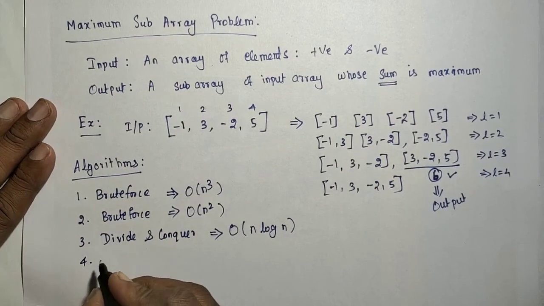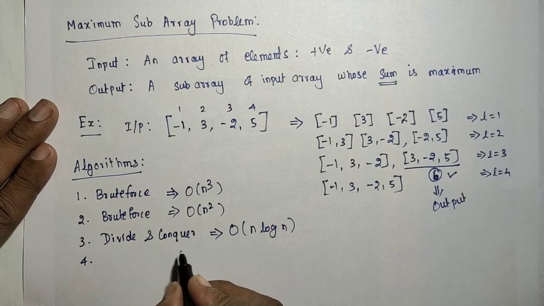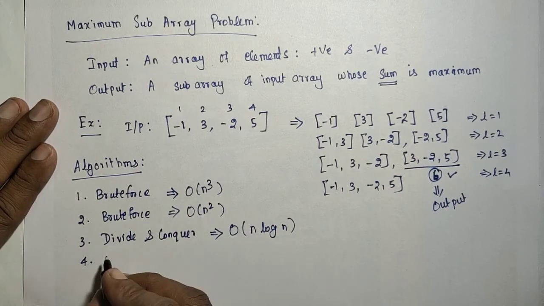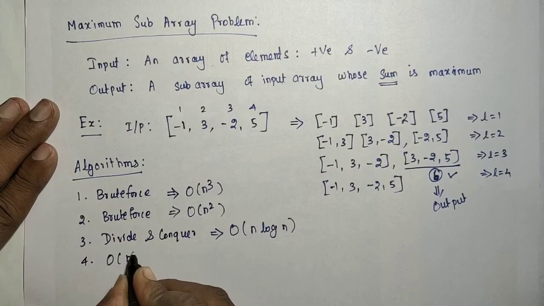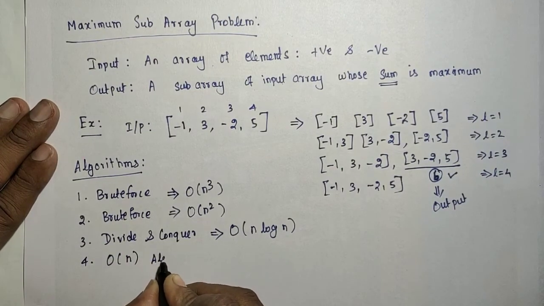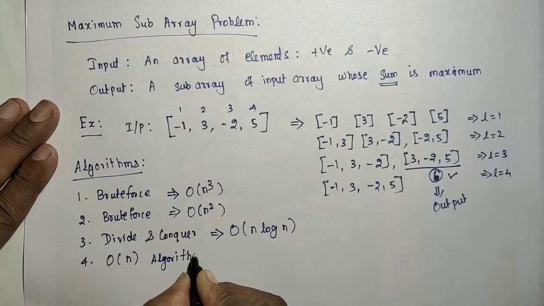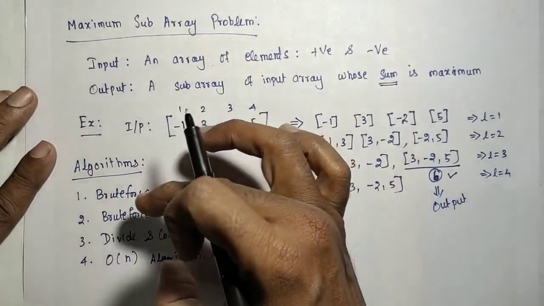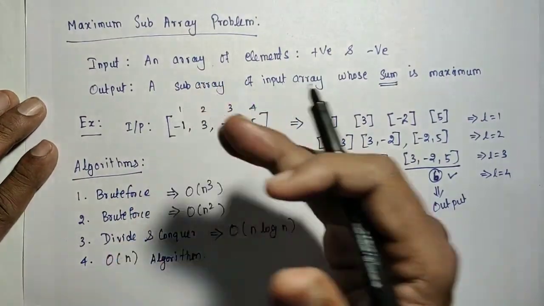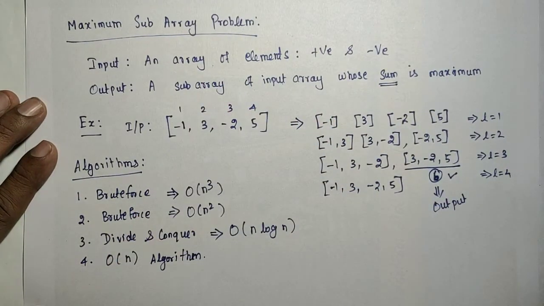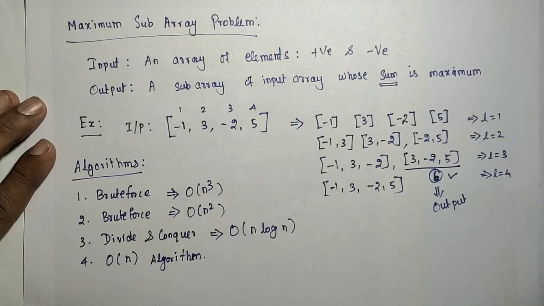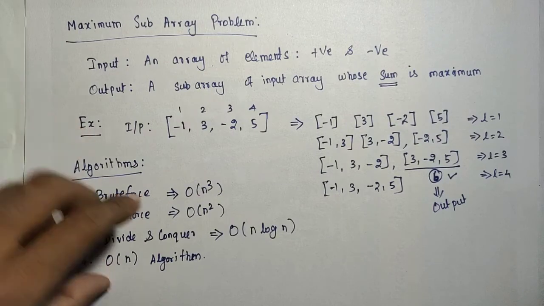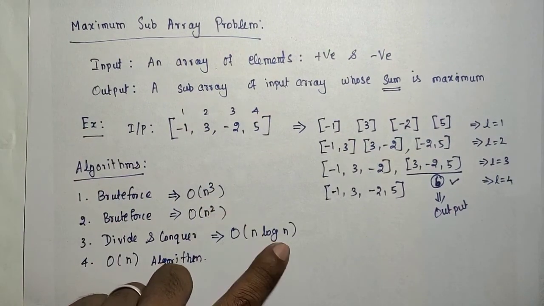The fourth one is another algorithm we are enhancing. We are not going to apply divide and conquer. We are going to enhance that algorithm so that the complexity is reduced to O of N. That is the fourth algorithm. So we are going to discuss 4 different algorithms for the maximum subarray. Just observe how the complexity is reduced when you change the algorithm. Same problem, different methods, but they differ in complexity.